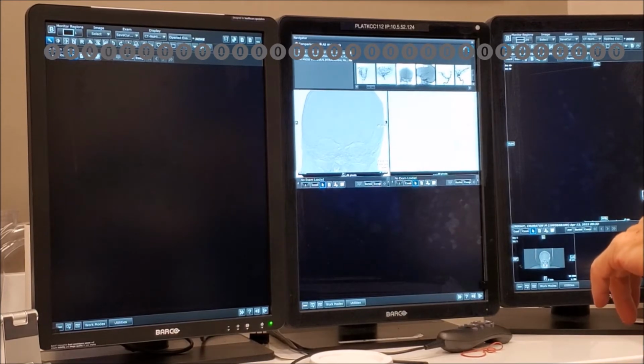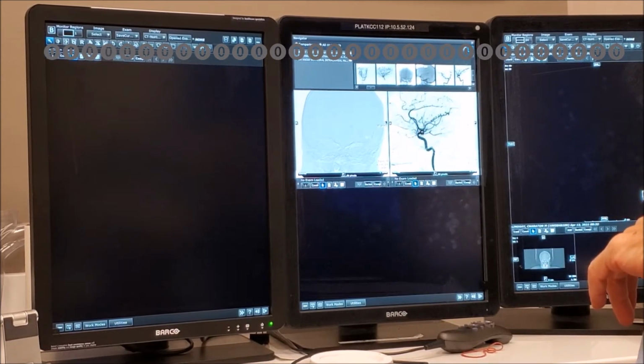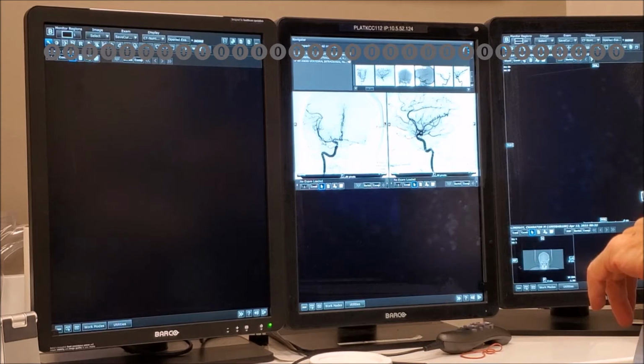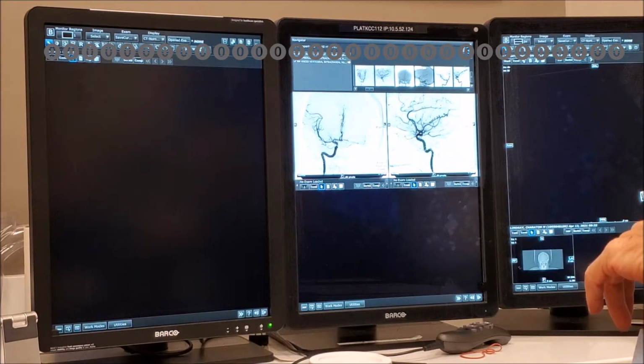Left ear pulsatile tinnitus in about November of last year. It has gotten to the point where it's now significantly impairing her quality of life. In the left ear? Left ear. Significantly impairing her quality of life.